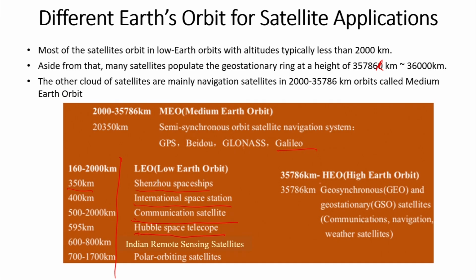Then coming to the high earth orbit satellites. There are two types of satellites, one is the geosynchronous orbit satellite and the other is the geostationary satellite. Generally, communication and navigation satellites are put there. In the Indian system, we have the NavIC satellites. These are also put in both the geostationary as well as the geosynchronous orbit.